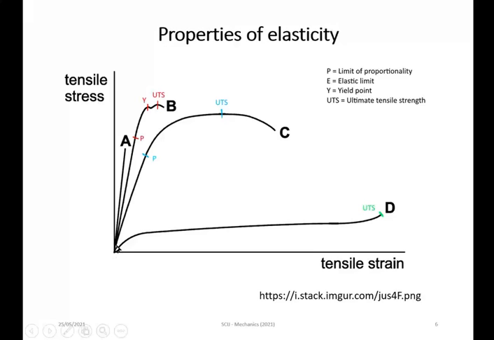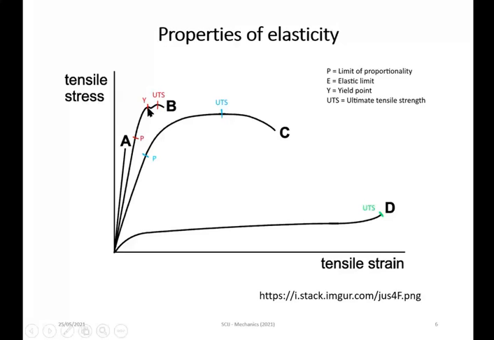Now B will obey Hooke's law. It will be elastic until it gets to the point P. P is called the limit of proportionality. Thus, it will obey Hooke's law until this point. Beyond it, it will no longer obey Hooke's law, but it will still be elastic until it gets to the yield point. I told you the yield point and the elastic limit are almost the same thing, just that on some materials they will separate the yield point and the elastic limit.